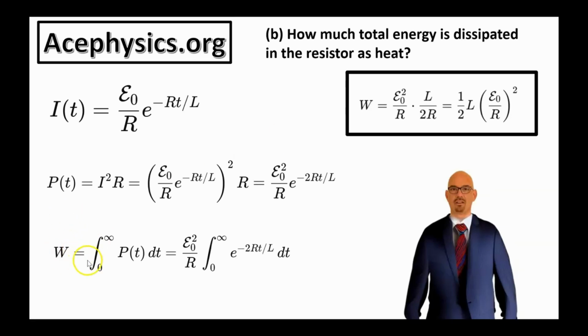The total work done is the integral of power over time. When integrating the exponential function, a factor of negative L over 2R emerges, and this leads to the final result. This is the total energy dissipated in the resistor as heat.